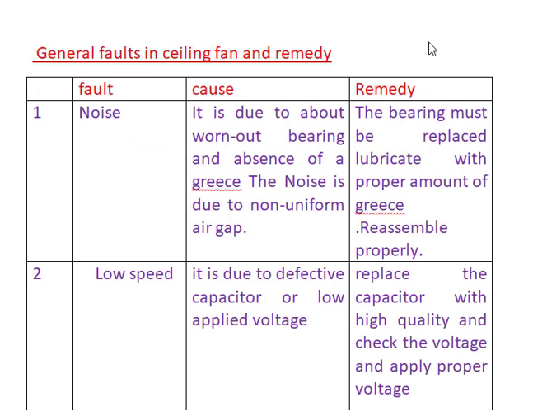Dear students, only a small portion was missed. It is the general faults in a ceiling fan and their remedies. Now we discuss shortly here. In a ceiling fan, noise occurs due to a worn-out bearing and absence of grease. The noise is also due to a non-uniform air gap. How is it rectified? The bearing must be replaced and lubricated with a proper amount of grease, and we reassemble it properly.